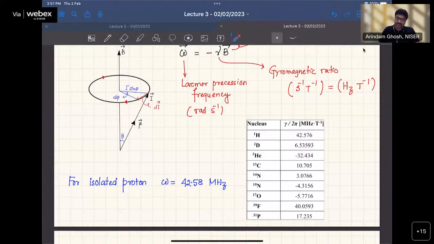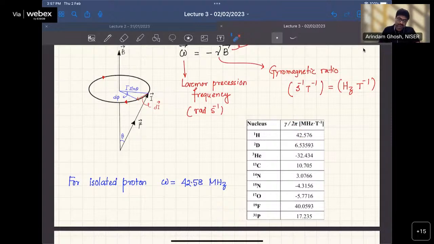I have just taken a table from the internet which shows the same thing for the proton, 42.58. It also has a few other nuclei which are very popular in NMR, and their frequencies are given as well. This is all in megahertz per Tesla. So for 1 Tesla, it is exactly this amount. But if we increase the Tesla, it is going to change.